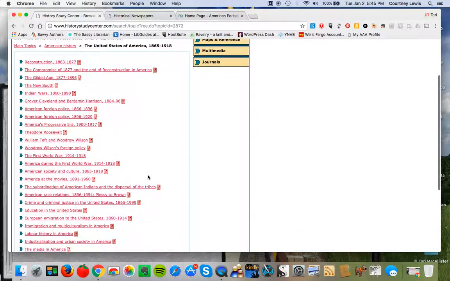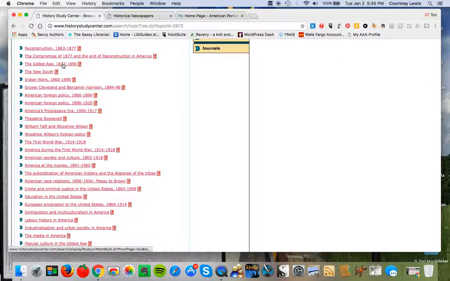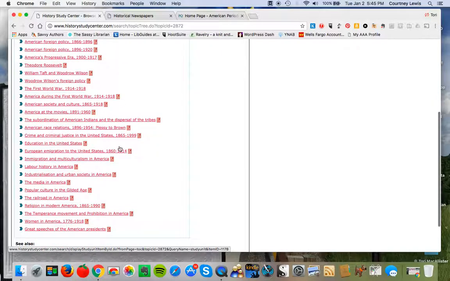So now take a look at the actual study units that they have. A general one on Reconstruction. They have the Compromise of 1877. They have a big one that's just on the Gilded Age itself. But look at it going a little deeper. You have the New South, specific presidents. You have the start of the Progressive Era, more presidents, foreign policy.